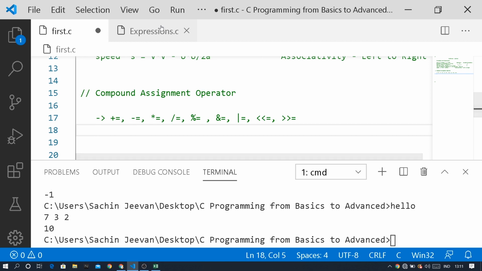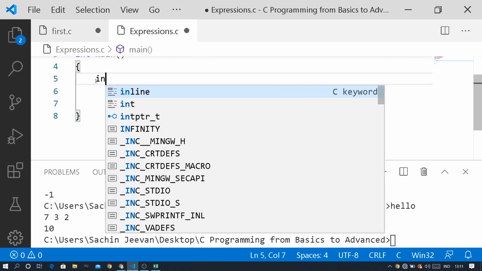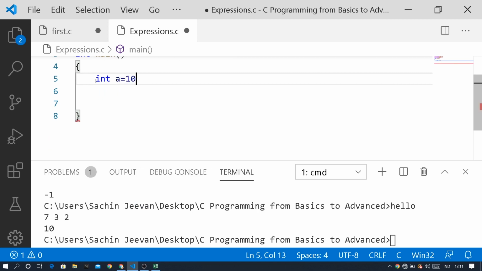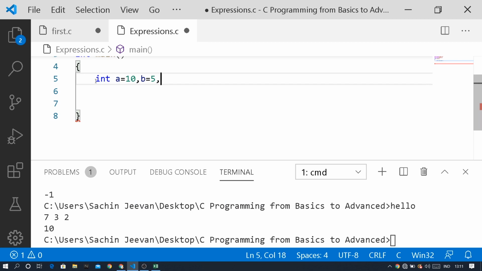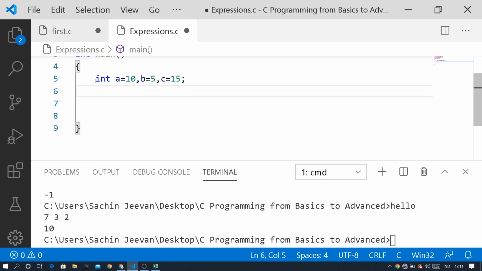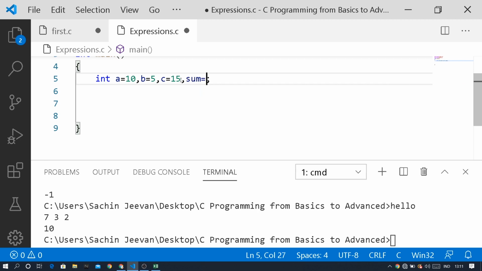Okay, so let me go here. For example, let me consider that we have a variable called a assigned with 10, and we have a variable called b, we are assigning it with 5. We have a variable c and we are assigning it with 15. And for example, we have one more variable called sum, which is also assigned some value, for example, 5.